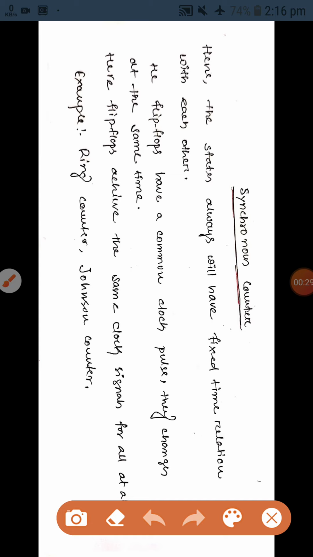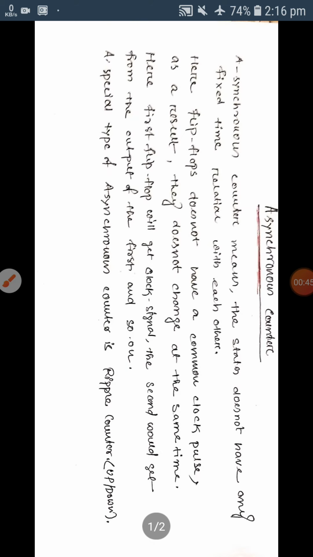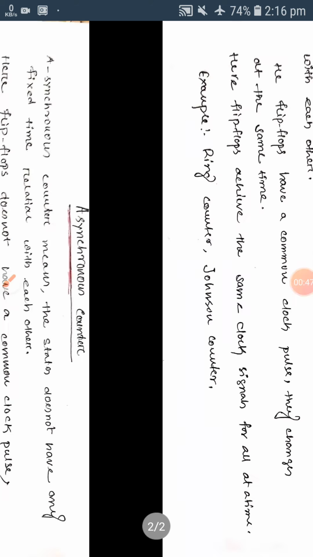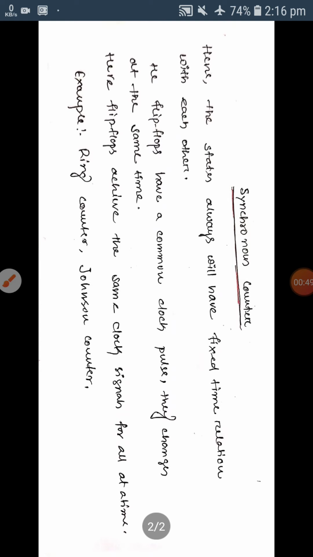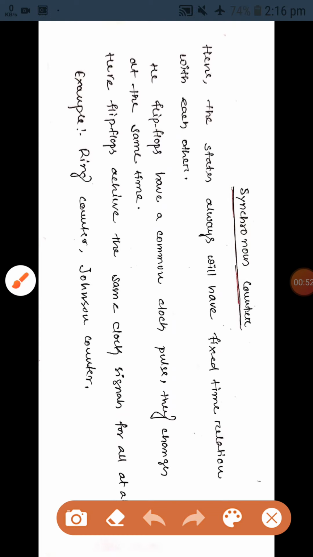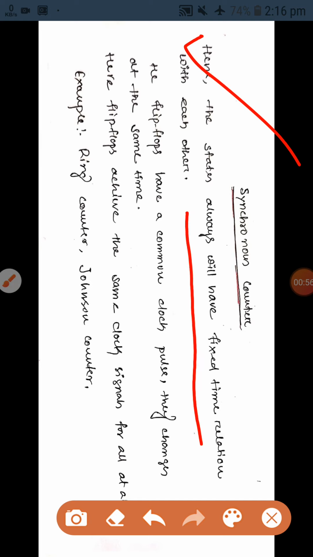So in this video, depending on the nature of counter, nature means depending on the states, the counters are of two types. One is synchronous counter and the other type is asynchronous counter. Fine. At first I will discuss synchronous counter. So what is synchronous counter? You can see here it is written: the states always have a fixed time relation with each other.